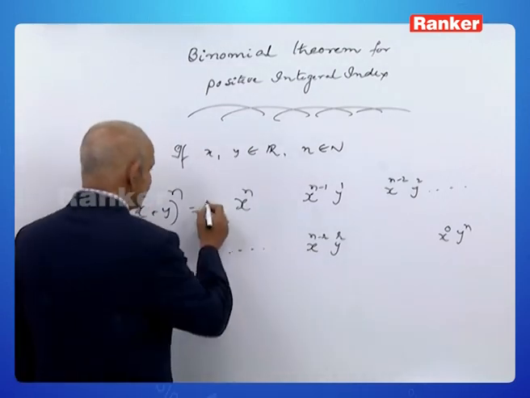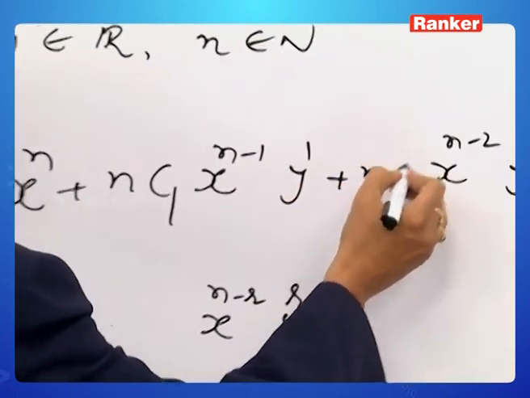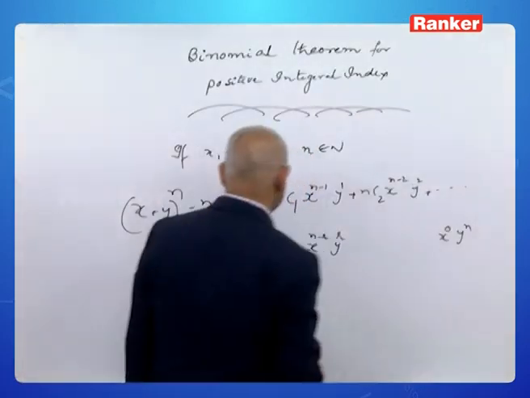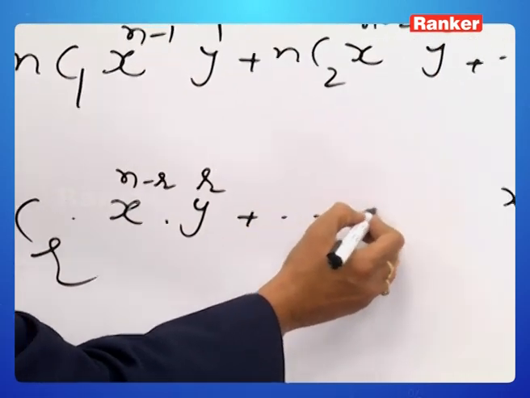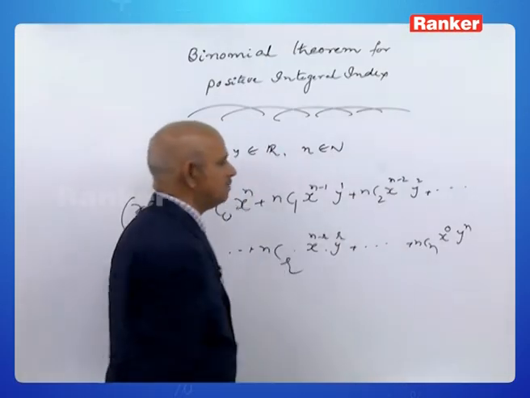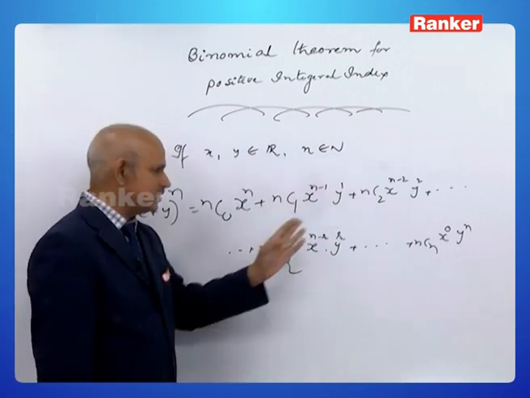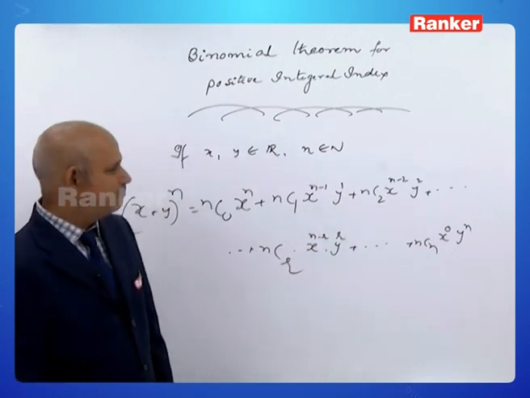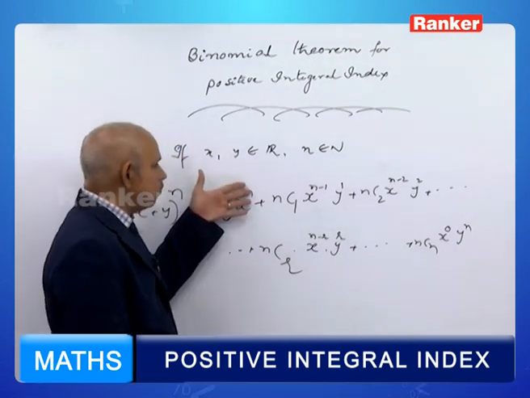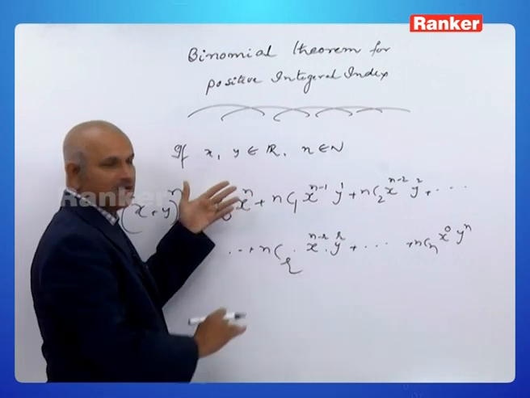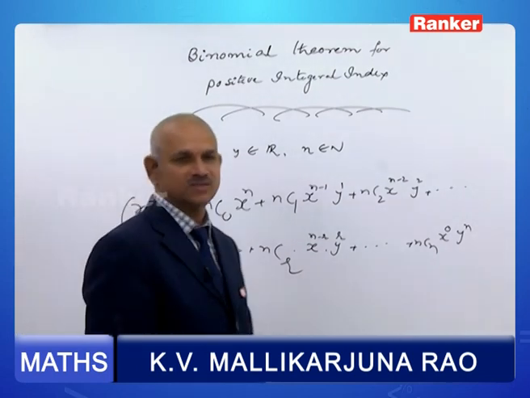Let us start counting from nC0 plus nC1 plus nC2 into x power n minus 2 into y square and so on, nCr into x power n minus r into y power r plus nCn into x power 0 into y power n. You count the coefficients here: nC0, nC1, nC2, nC3, etc., nCn. How many are they in number? They are n plus 1. Excluding this 1, 2, 3, etc., there are n terms, and with nC0, so totally there are n plus 1 terms in this expansion.